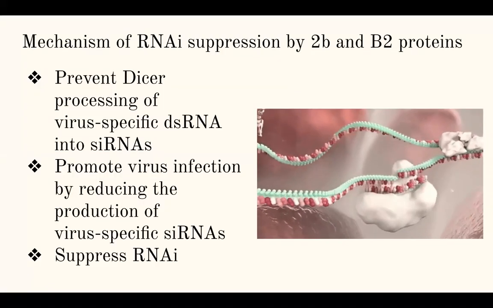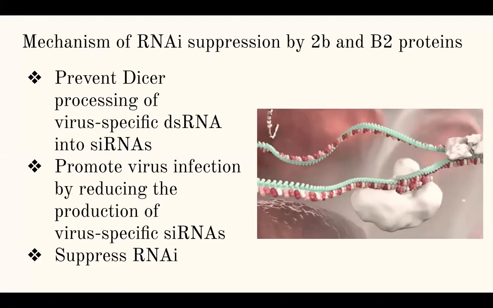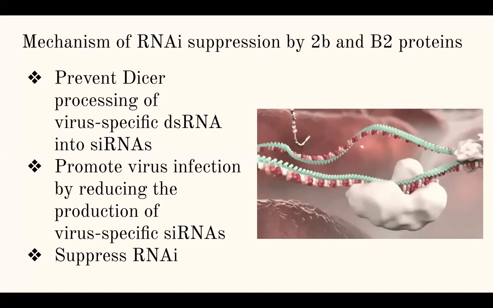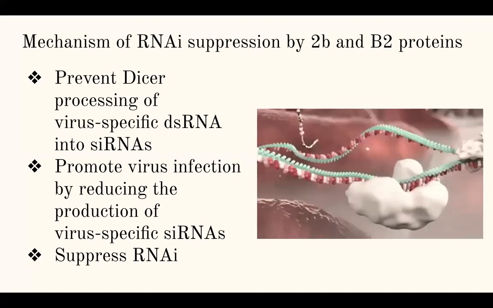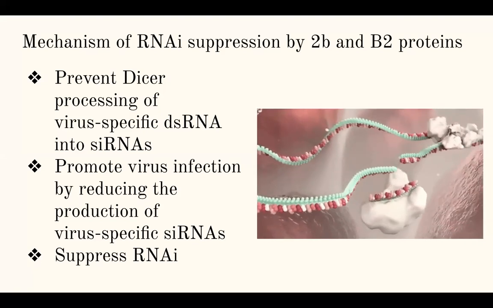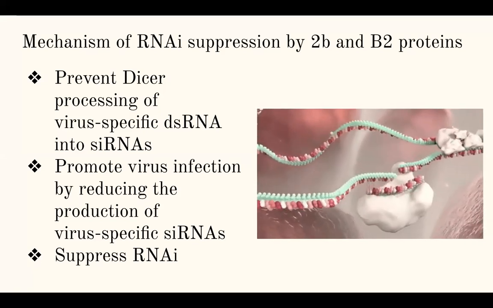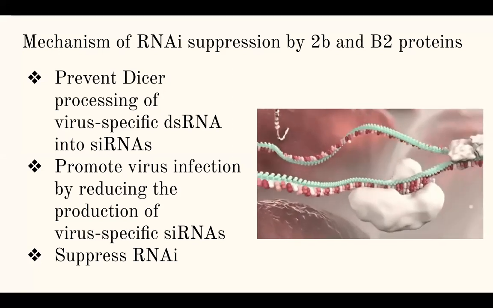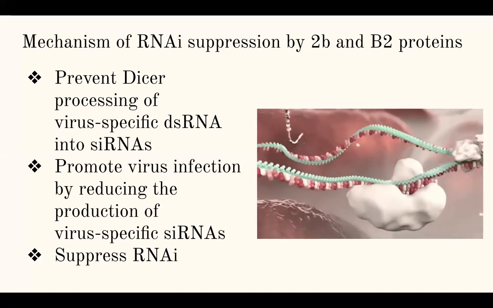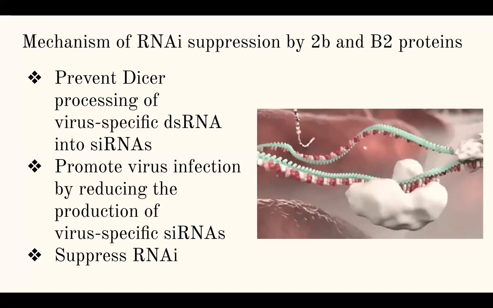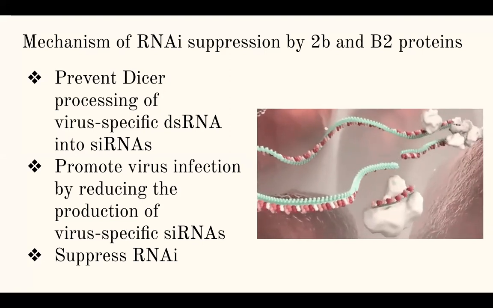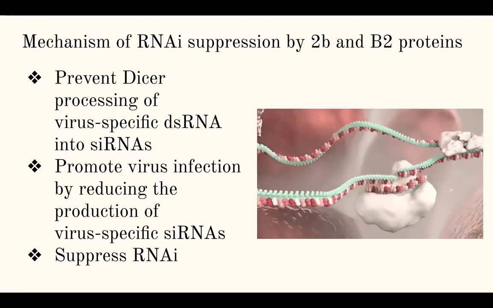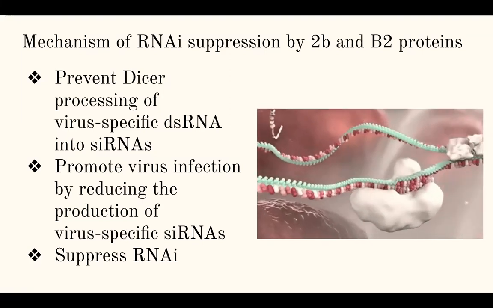So the mechanism of RNAi suppression by 2B and B2 proteins. 2B and B2 proteins share no sequence similarity, so they are not homologous proteins. However, both proteins do bind to viral long double-stranded RNA. So the mechanism of these two proteins would isolate long double-stranded RNA and prevent dicer processing or dicer recognition.